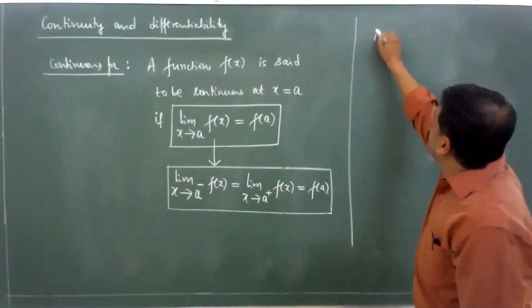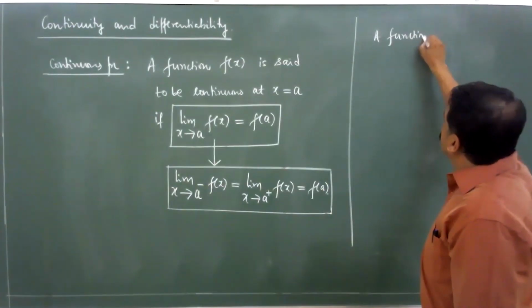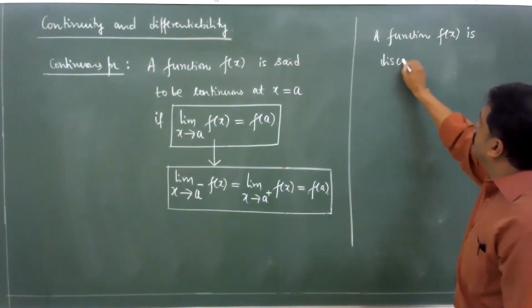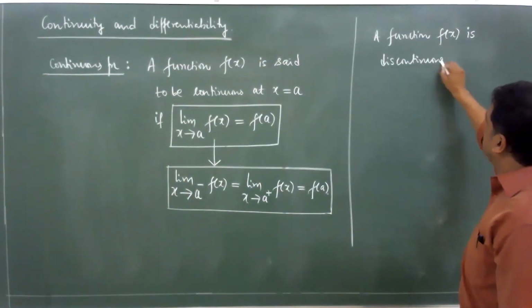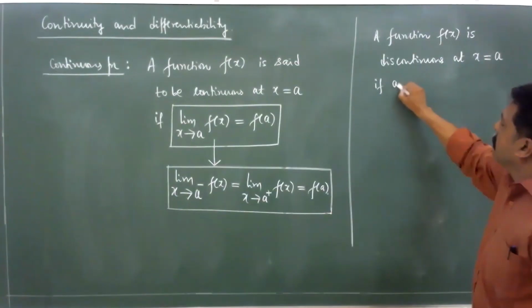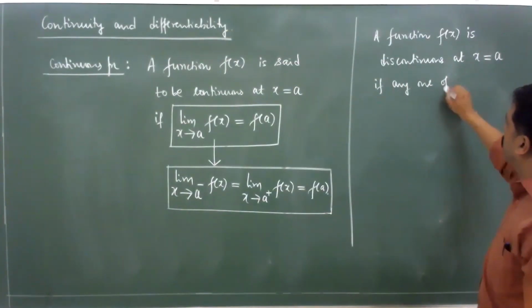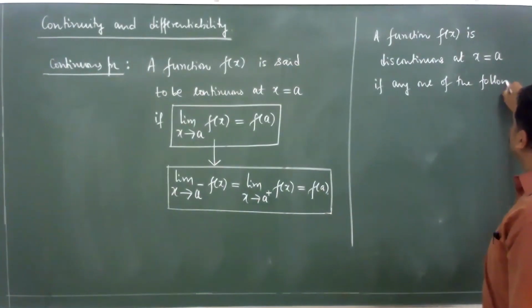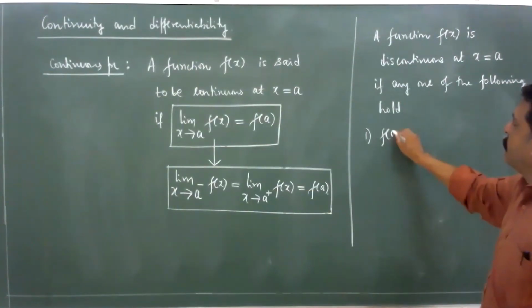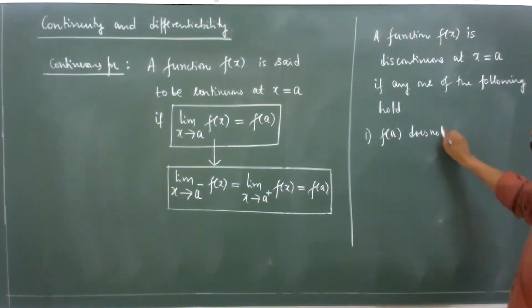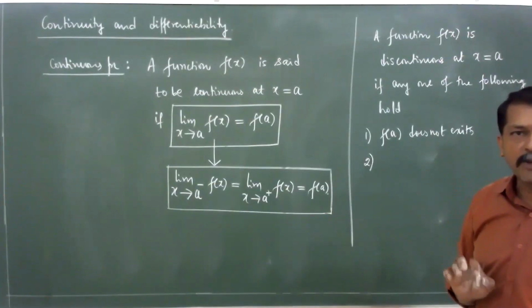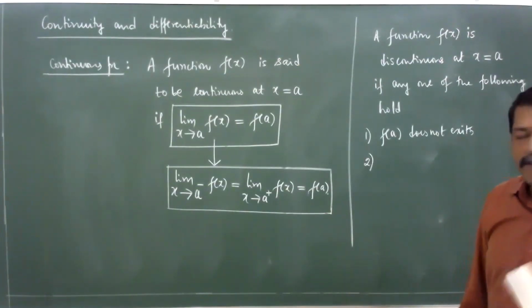So a function f of x is discontinuous at x is equal to a if any one of the following conditions holds. First, f of a does not exist. That means the function is not defined at x is equal to a. If that is the case, the function is discontinuous.